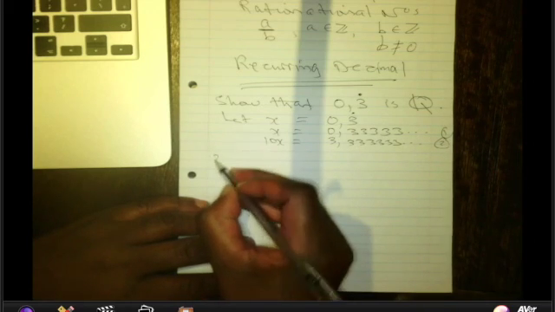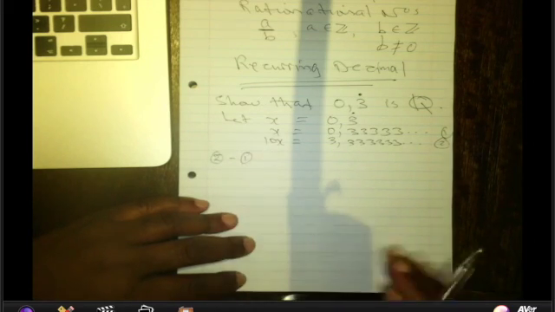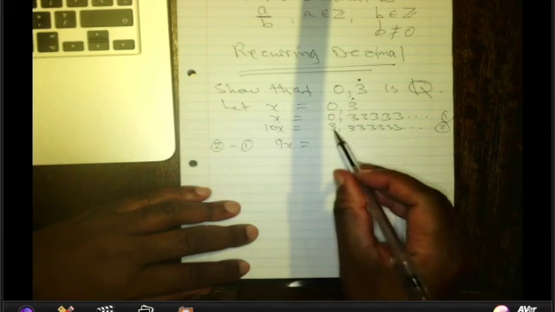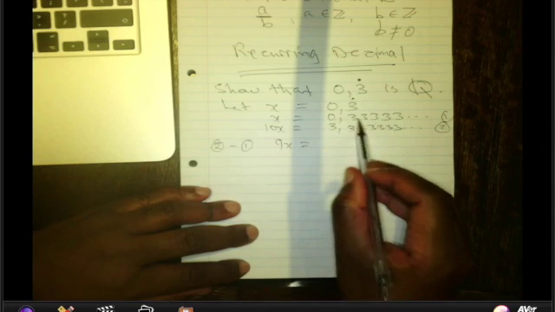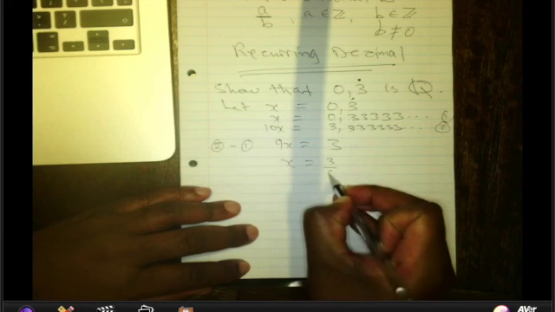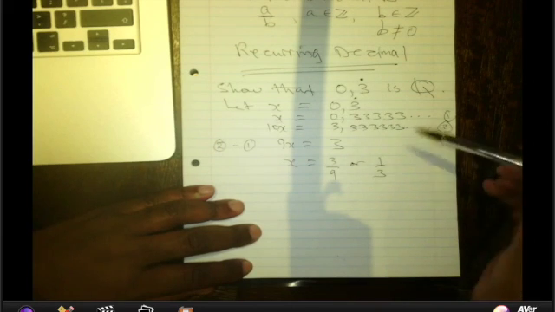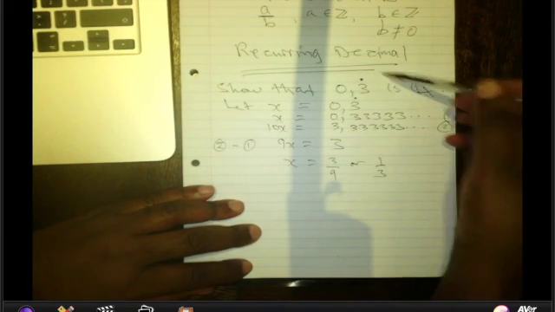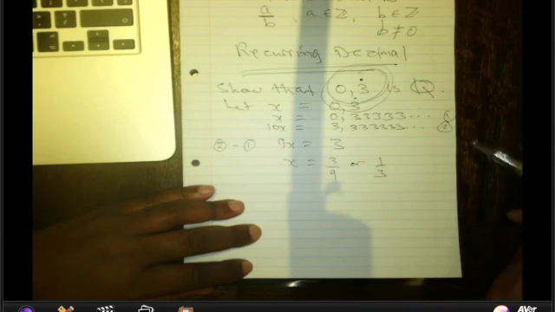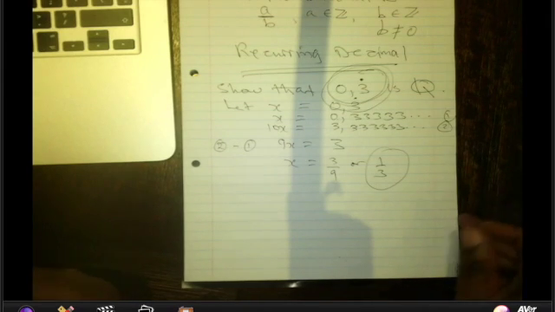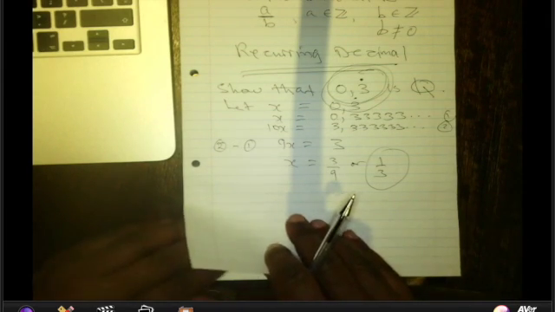Now, right now, I can take equation 2 and subtract equation 1. And that will give me 10x minus x, which is 9x. On the right-hand side, 3.33 and so on, subtract 0.33 will give us 3. So now 9x is equal to 3, which means x is equal to 3 over 9. That is our answer. You can write that as 1 over 3. And so we have now managed to write that recurring decimal in fraction form, which proves that 0.3 recurring is indeed a rational number.